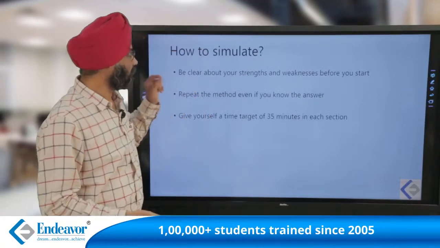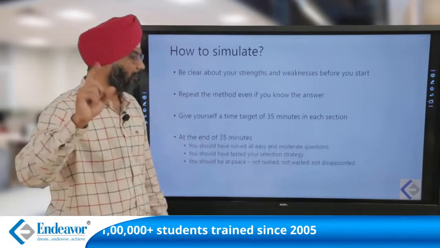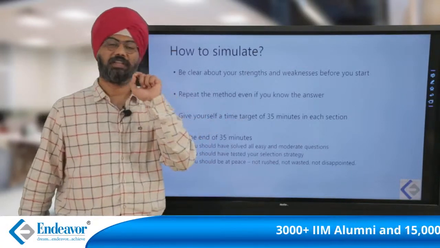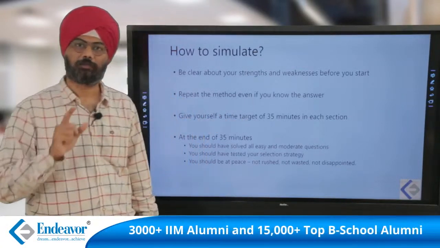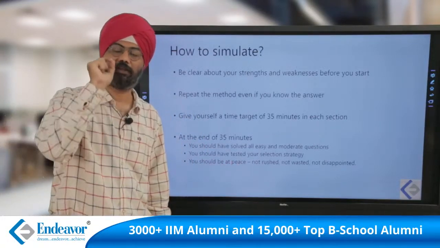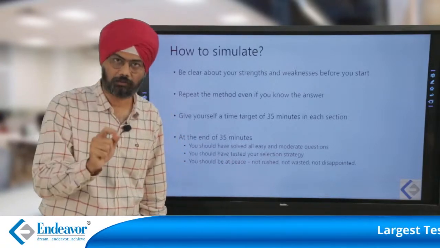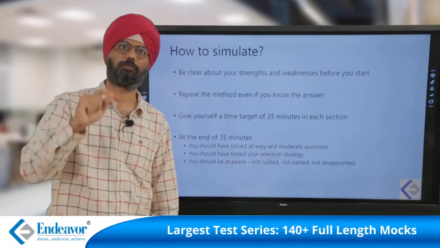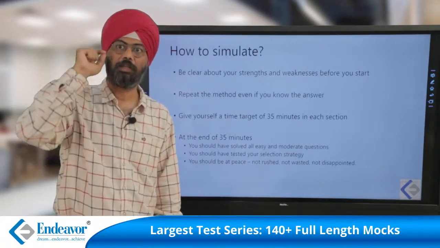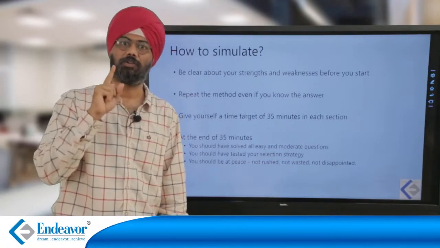How to simulate? Be clear about your strengths and weaknesses before you start. One, repeat the method even if you know the answer. I've already said this. Each section give yourself a time of 35 minutes. Now this is mandatory. 40 minutes का section काट में होने वाला 35. In these 35 minutes, what should you have done when you want to say that my simulation is going to help me increase my score? And I'm saying it again and again. If you perform simulation properly, you will see an increase in your score.